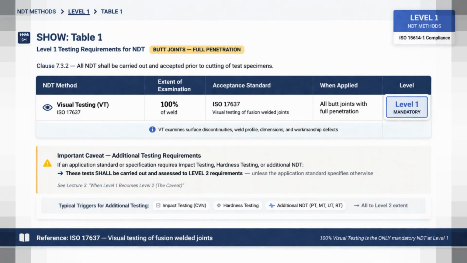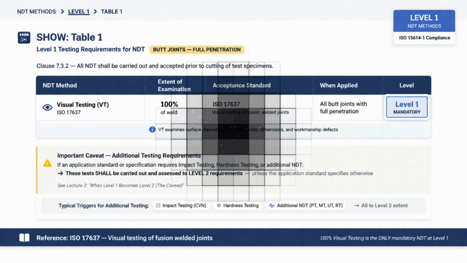NDT methods, Level 1. At Level 1, the only mandatory NDT for butt joints with full penetration is visual testing at 100% of the weld. Visual testing is carried out in accordance with ISO 17637. However, and this is the important caveat we discussed in Lecture 3, if an application standard or specification requires impact testing, hardness testing, or additional NDT, those tests must be carried out and assessed in accordance with Level 2 requirements, unless the application standard specifies otherwise. So in many real-world Level 1 scenarios, you will still be performing Level 2 NDT.